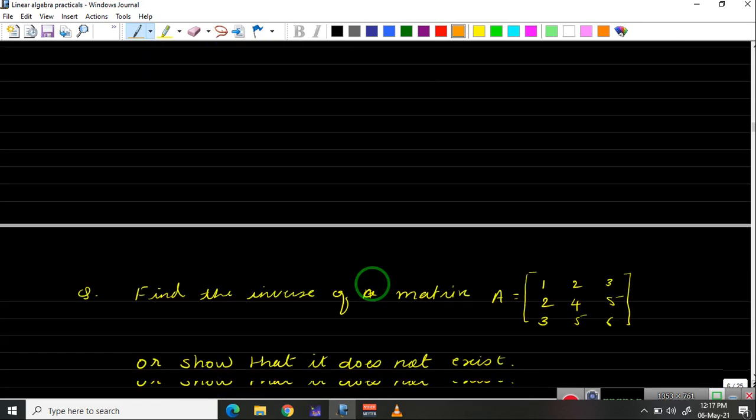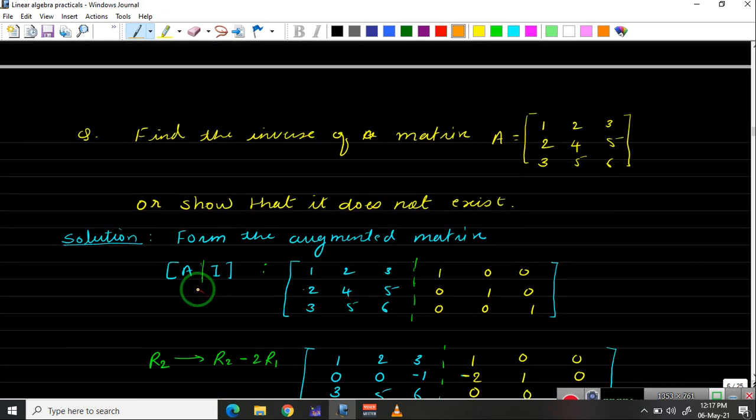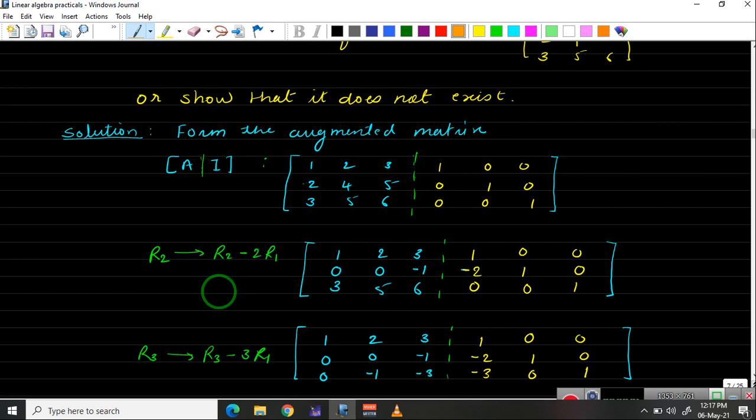And the method is, we take an augmented matrix [A | I], we apply the row operations on this matrix and we make this A an identity matrix. Corresponding operations will convert this I into some matrix, and that matrix is nothing but our inverse of the matrix. And in this process, suppose we get a row which is entirely 0, then the inverse does not exist.